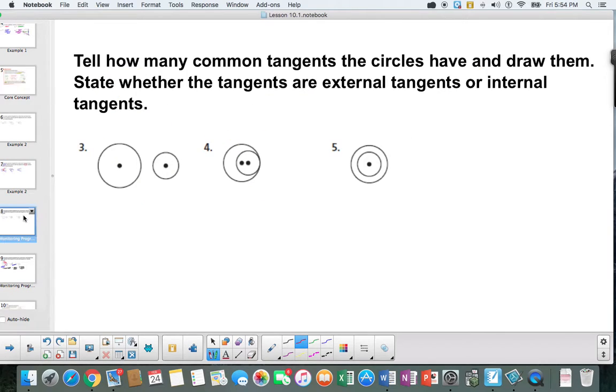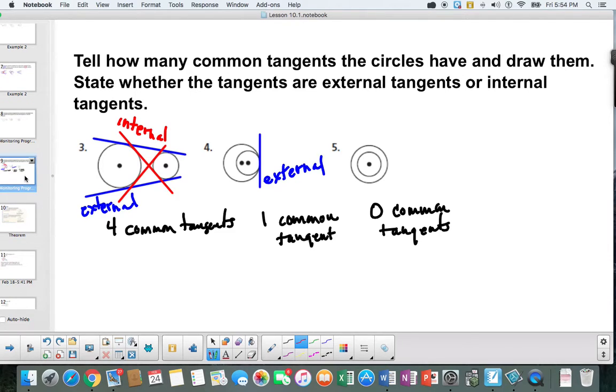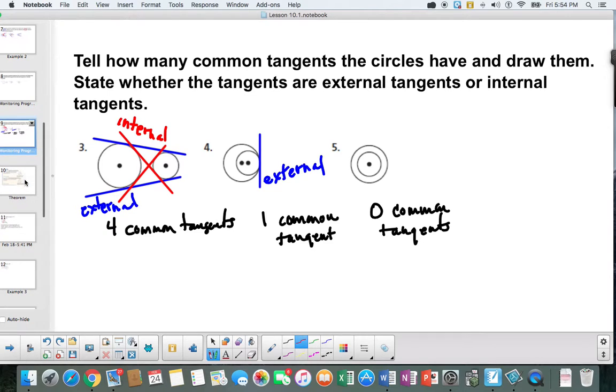Your turn. Go ahead and see what you can do. Stop the screencast and then continue. And here are the answers. I gave the number and I identified which ones were the internal and which ones were the external.